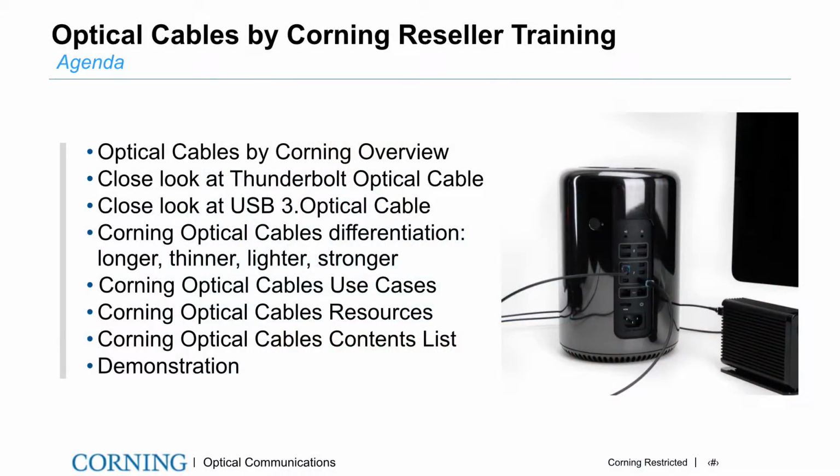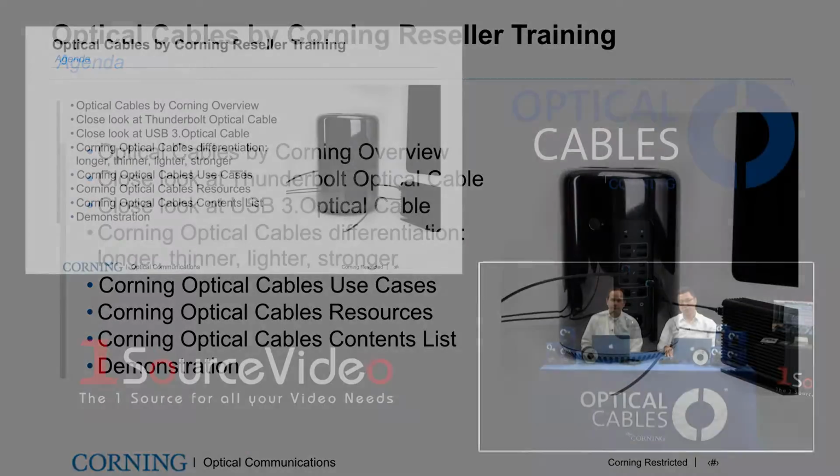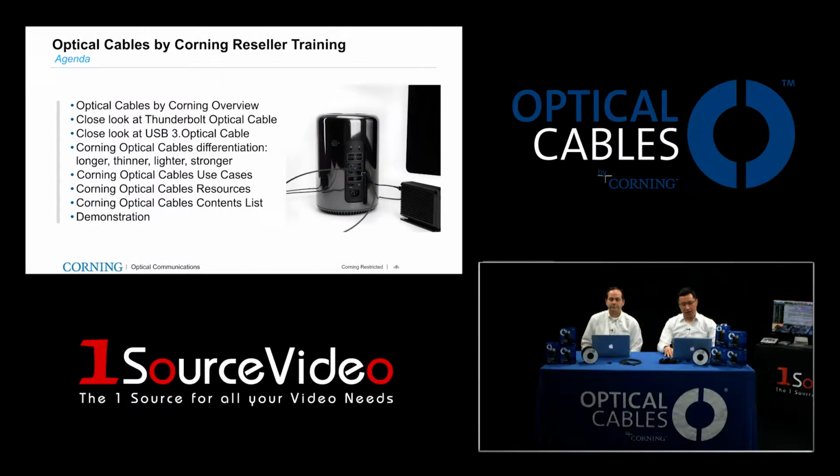Let's go through the agenda for today's training. Today we have a lot of great things to tell you about. We're going to give you a brief overview of our cables, and then we'll take you through a deep dive into the Thunderbolt and USB optical cables. Then we'll discuss the key differentiation of our cables versus traditional copper cables. We'll also discuss some of the use cases and resources that you as a reseller can leverage, and then we'll move on to a live demonstration that will reinforce the concepts we discussed in our presentation.